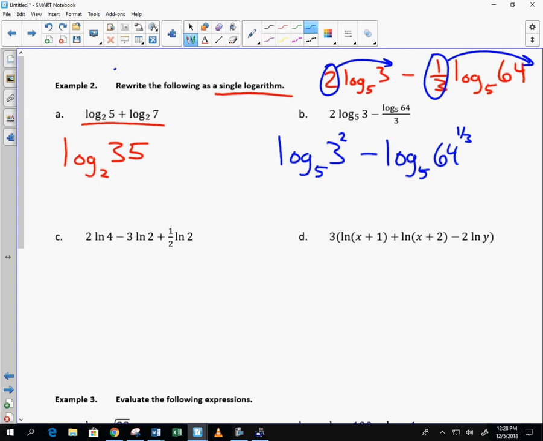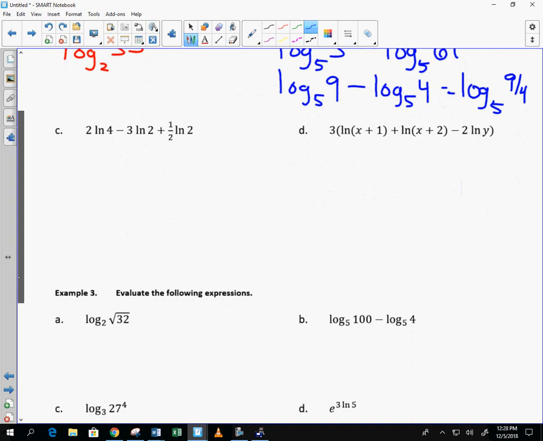Three squared? 9. 64 to the 1/3. The cube root of 64 is 4. And now instead of using subtraction, we can use division. Log base 5 of 9/4. Try letter C on your own.